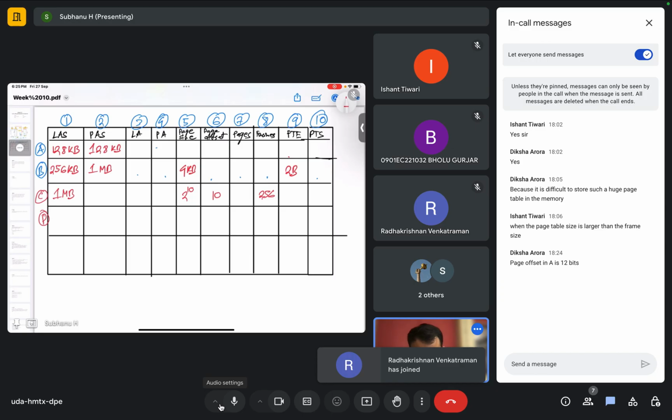So suppose it is given that the logical address space is 128 KB, the physical address space is also 128 KB, and the page size is 4 KB. Now find out the logical address and the physical address. This is the logical address space and this is the logical address.